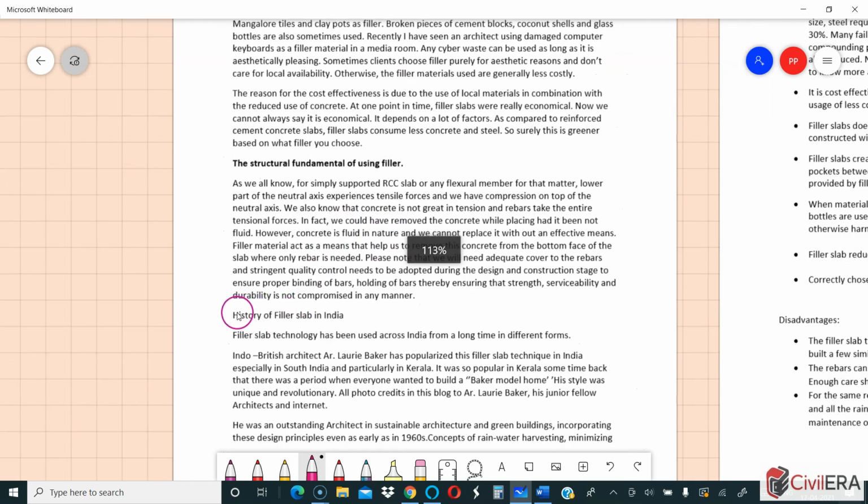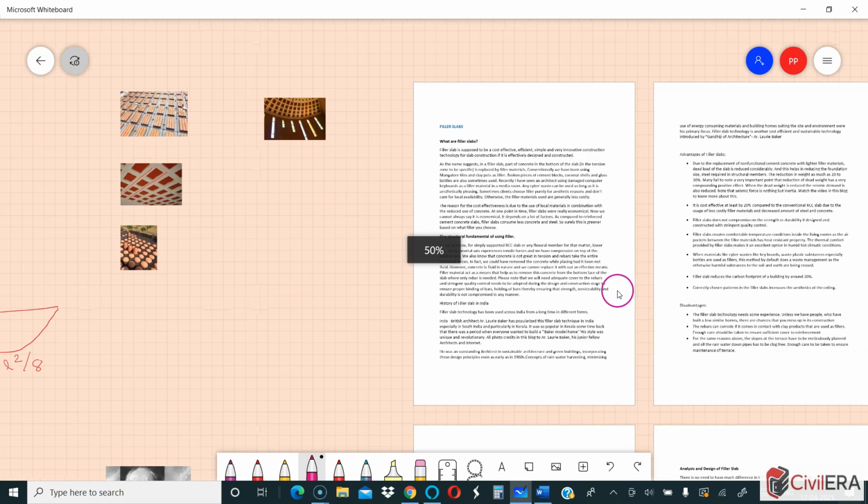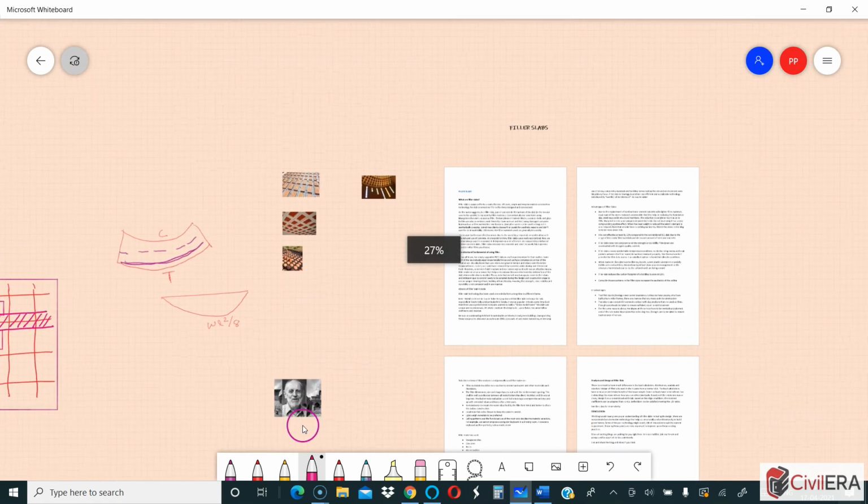Now, let us briefly discuss the history of filler slabs in India. Filler slab technology has been used across India from a long time in different forms. The main architect of this alternative construction method is an architect called Laurie Baker. So you can see him here. You can Google and find out more about him.